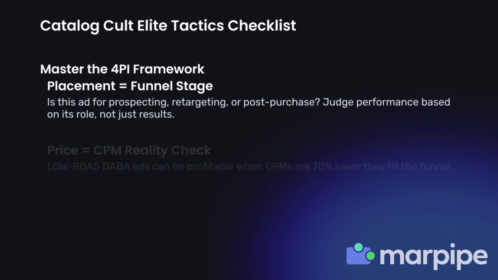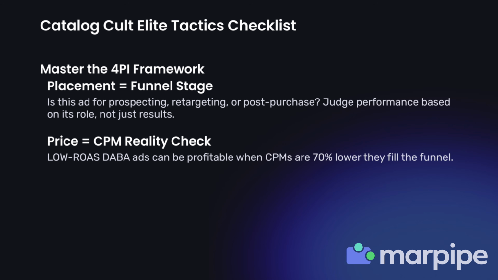Next, we look at price and your CPM reality check. Low ROAS ads can be extremely profitable when the CPMs are so much lower, and remember that they fill the funnel. Low CPMs with a low frequency that soaks up a lot of budget is the reason that your more profitable ads can spend more money. Ads with a high CPM and a high frequency that are super profitable will never be able to spend nearly as much as the other ones with a much lower CPM, because remember, the frequency is who is seeing the audience. The higher the frequency, the lower in the funnel. The CPM is what is the quality of that experience.